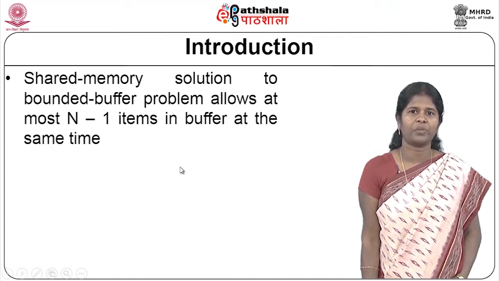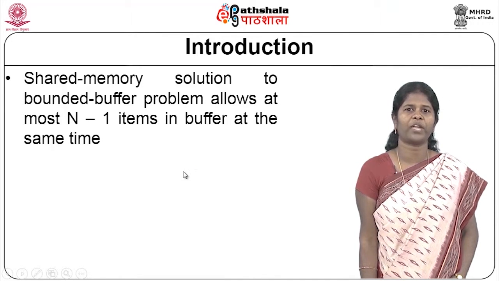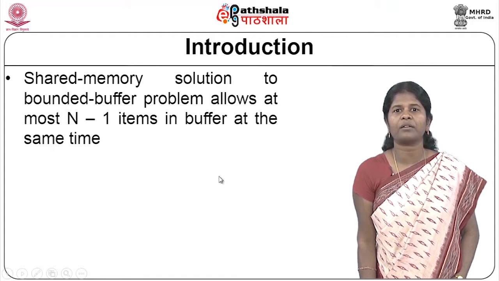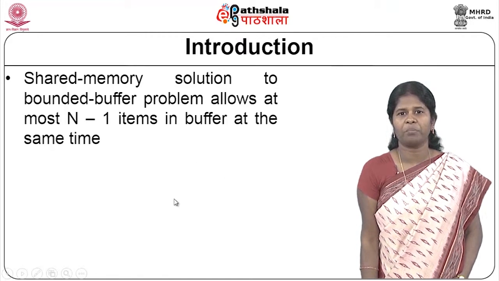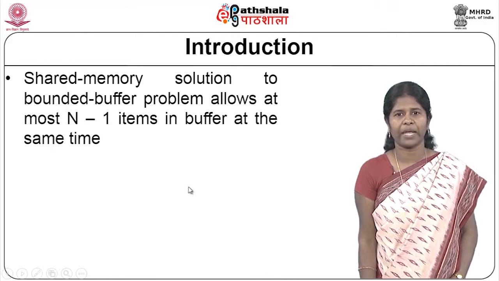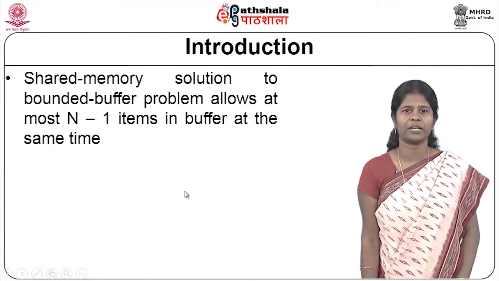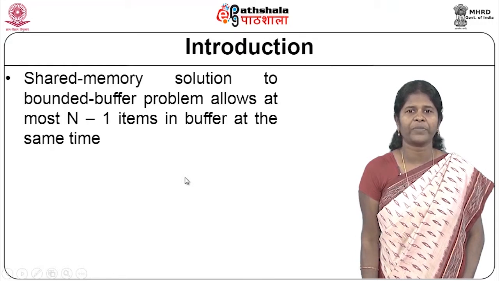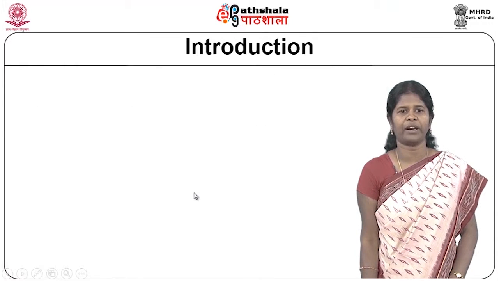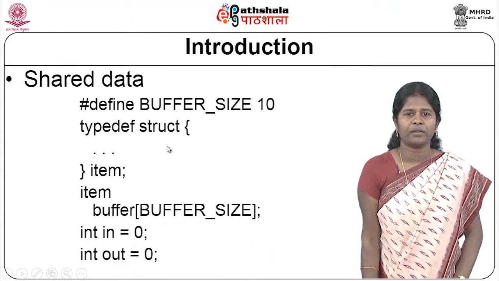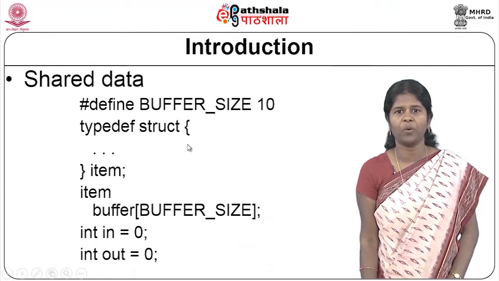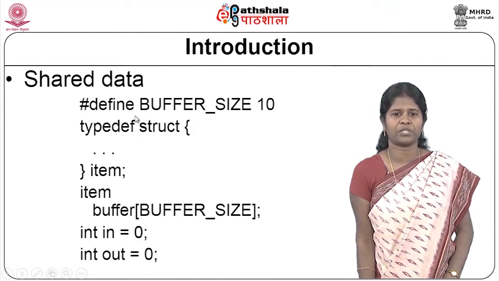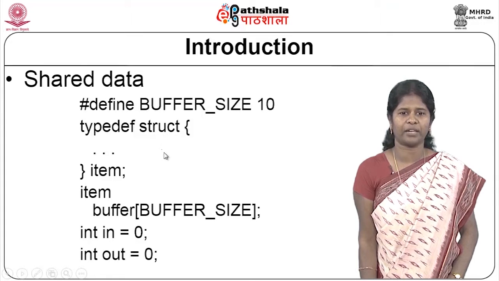In an earlier class, we learnt about the bounded buffer problem where you have a circular array of buffer in which items are placed by a producer and consumed by a consumer, and the solution that we have learnt there did allow us to place only n-1 items. So, this is the solution that we learnt in an earlier class.